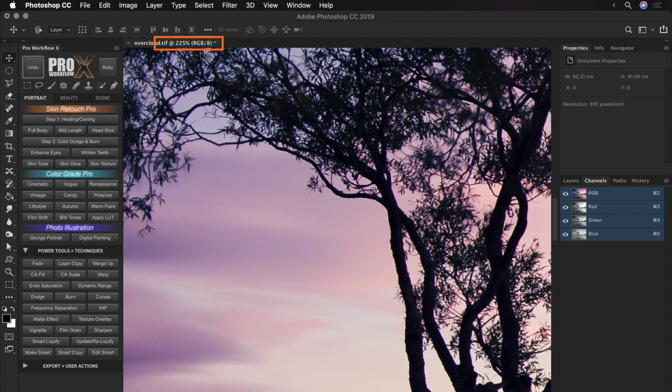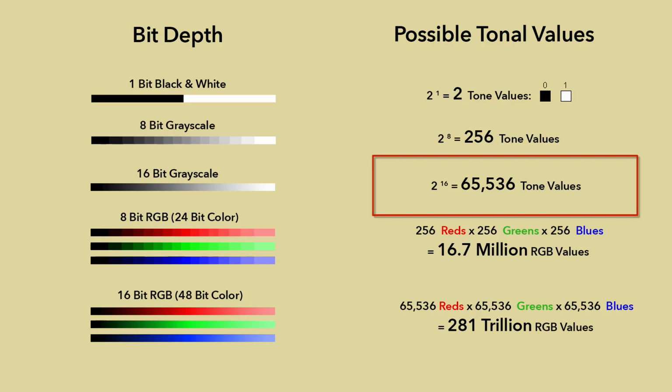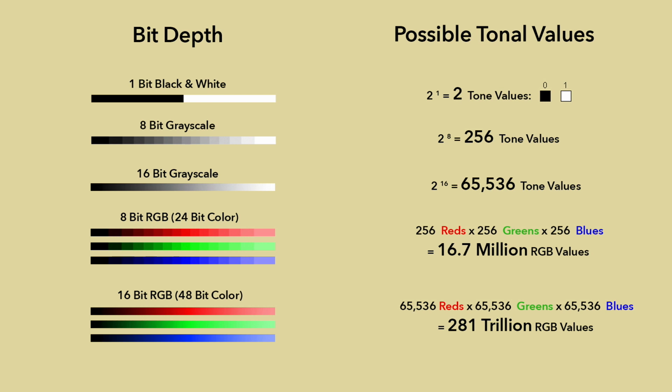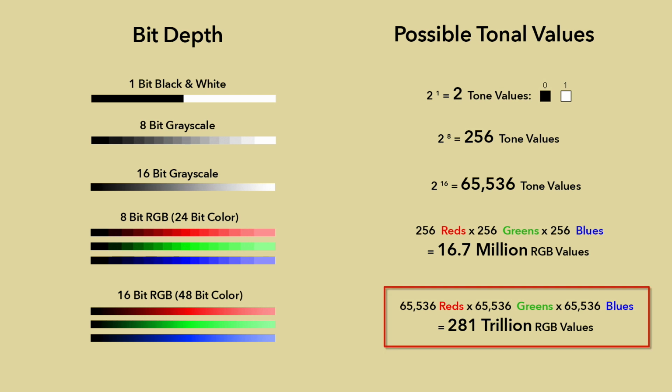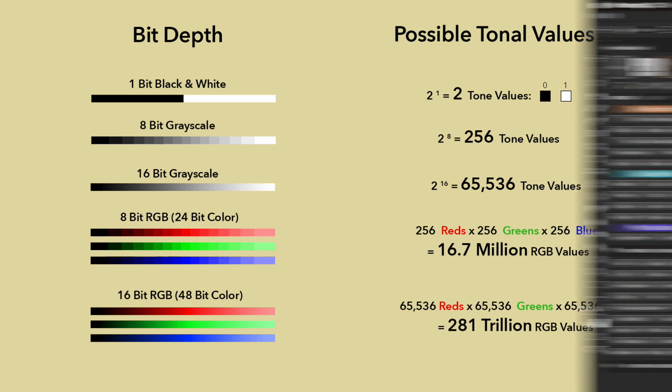And if I convert it to a 16-bit RGB image, if you remember the math, it will be 2 to the power of 16, that is 65,536 values per color channel. And 65,536 multiplied by the 3 channels can lead to an incredible 281 trillion RGB values for a 16-bit image.